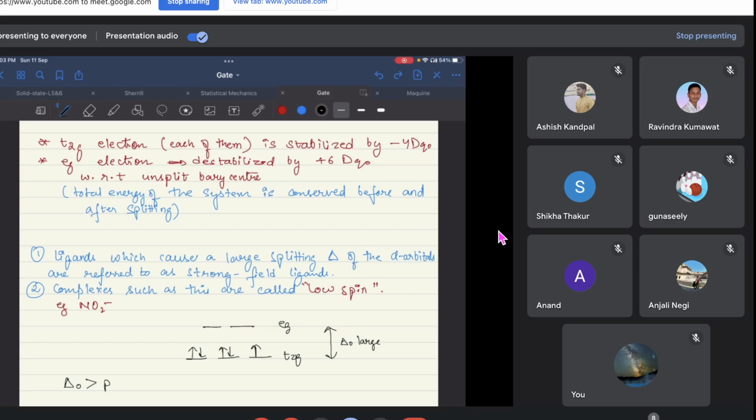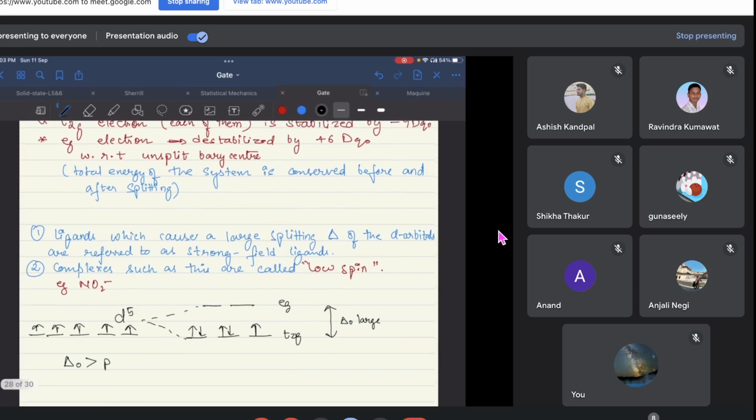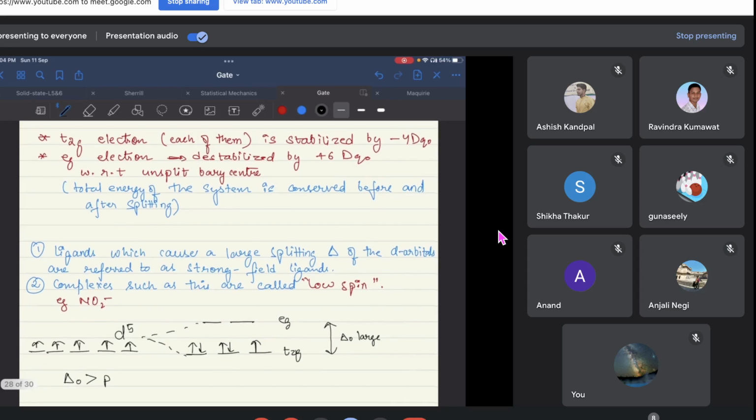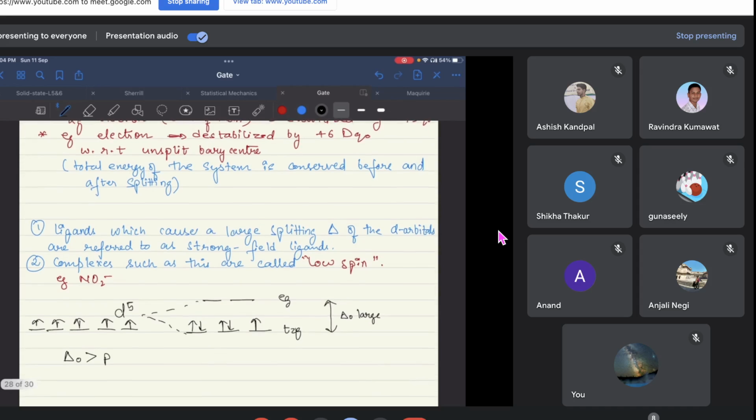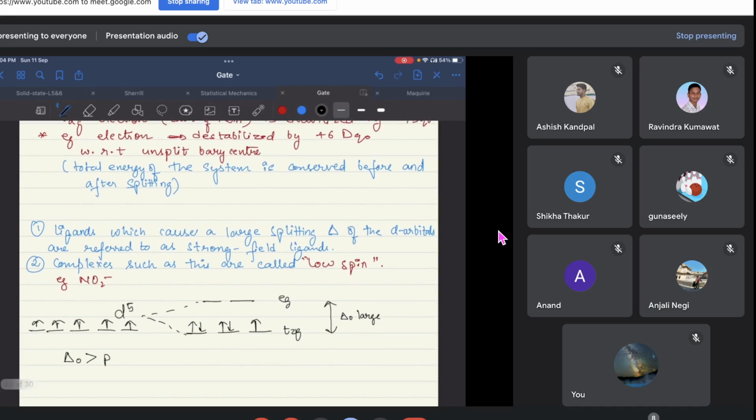If we take d5, for example, initially all the electrons were unpaired. After the strong field ligand, it experiences octahedral splitting where the delta naught value is very large and the CFSE is very large. So pairing takes place, and this complex looks something like this.